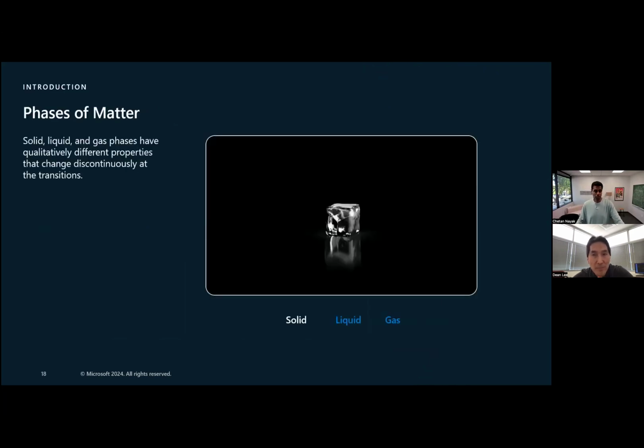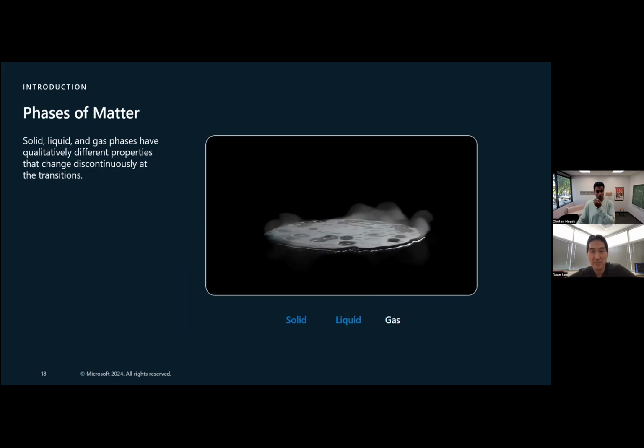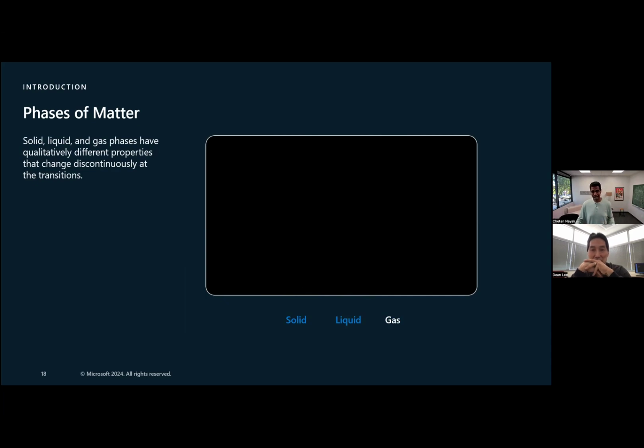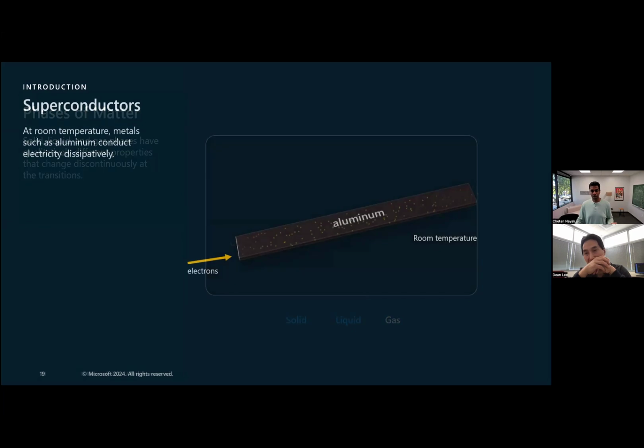So we've become accustomed to the concept of phases of matter. For instance, solids, liquids, and gases. They have qualitatively different properties, those three phases, that change discontinuously at the transitions between them. As the solid melts, the liquid can flow, the solid cannot. The liquid then evaporates and becomes the gas. The density changes discontinuously at that transition. So there are different phases of matter with qualitatively different properties, not just quantitatively different.